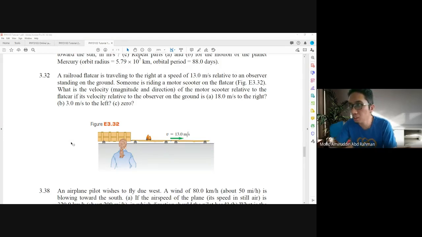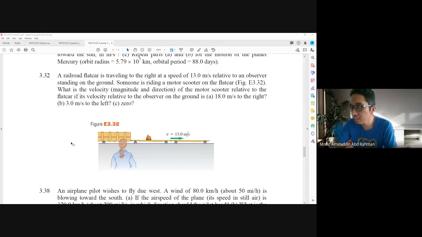okay, let's discuss 3.32. A railroad flat car is traveling to the right at a speed of 13 meters per second relative to an observer standing on the ground. So this is about the relative velocity. Someone is riding a motor scooter on the flat car. So the motor scooter is moving.